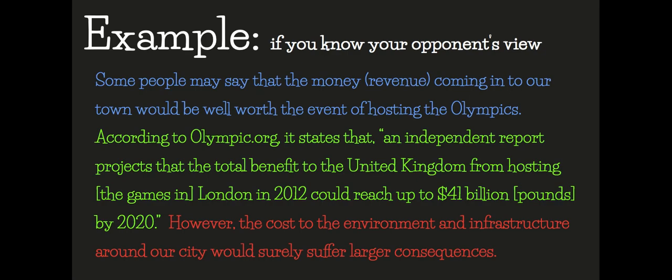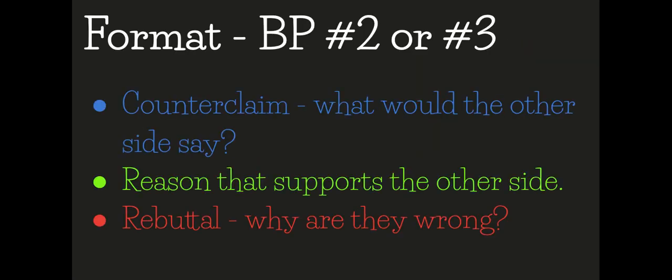although that might be true, that they are going to gain a lot of money from hosting the Olympics, we go back and say the cost to the environment and the buildings and the infrastructure that's being built is going to be a larger consequence than the $41 billion that they might gain, which isn't enough, okay? So those are the three parts, if I go back again, of doing the counterclaim and rebuttal paragraph.